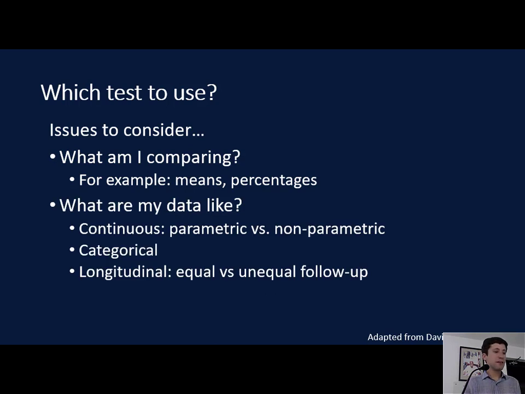What are my data like? Are they continuous? If they're continuous, do they follow a normal distribution, that is that bell curve, or a non-normal distribution? And parametric refers to normal and non-parametric to non-normal. Are the data categorical? If so, how many categories, and are they ordered categories? Is it ordinal? Or do they have no order to them, like the lens position: sulcus, posterior chamber, anterior chamber?